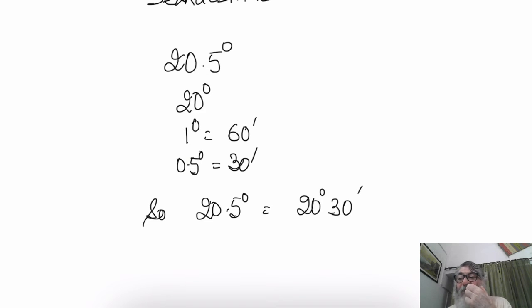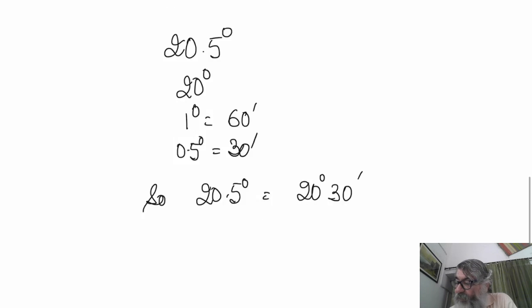This kind of changing you have studied in junior classes. Even with hours, 1 hour used to be equal to 60 minutes, 1 minute used to be 60 seconds. 1 degree used to be 60 minutes, and 1 minute into 60 seconds, and we used to do this kind of measurement.